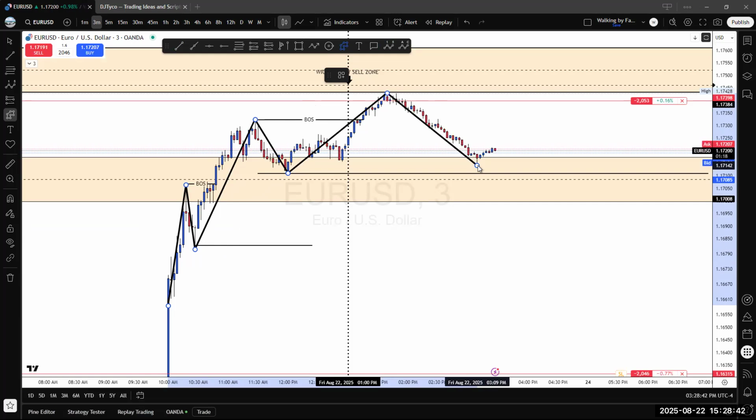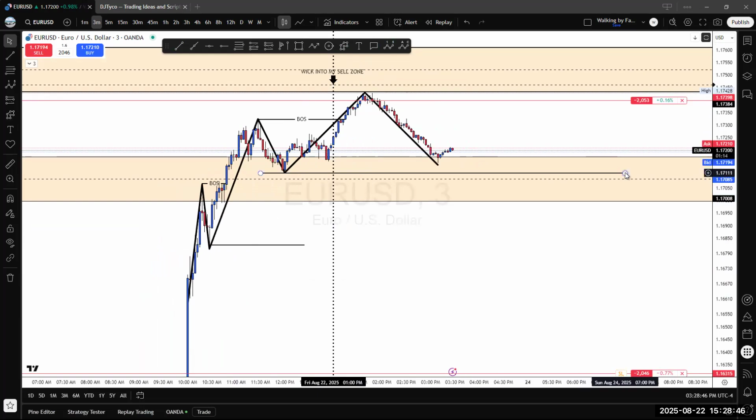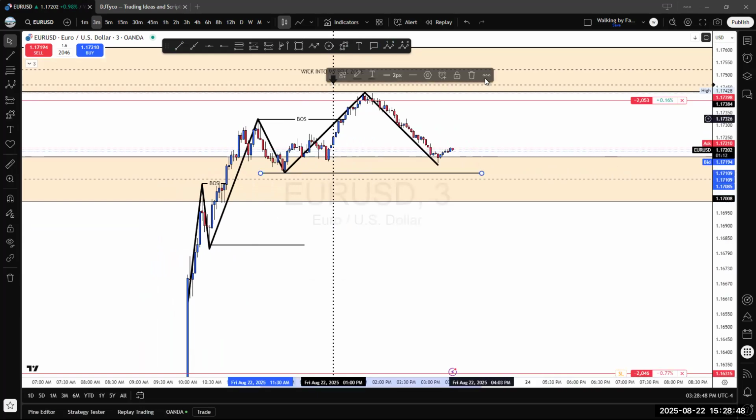Now I have a question. With this, when it broke over the higher high, when it broke the previous high right here, I don't know if you can see my thing right here. No, no. You see in the bottom left, it says it has a green pencil.